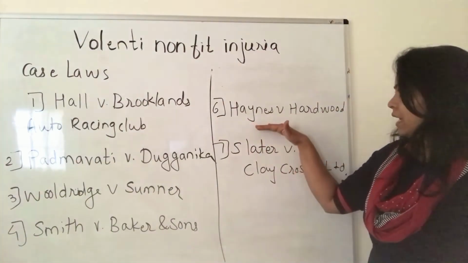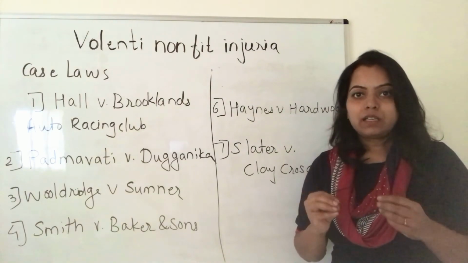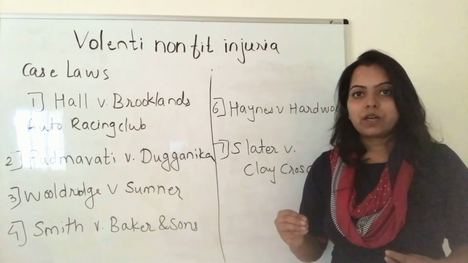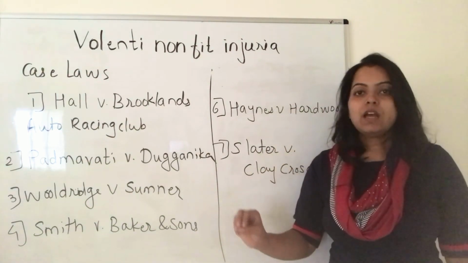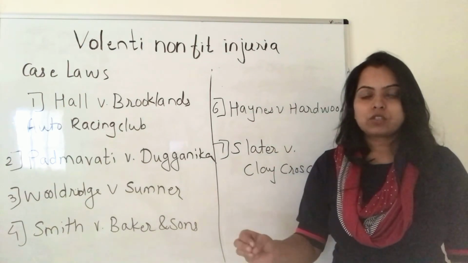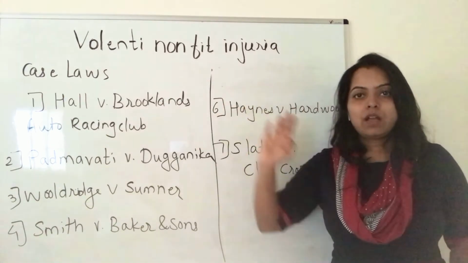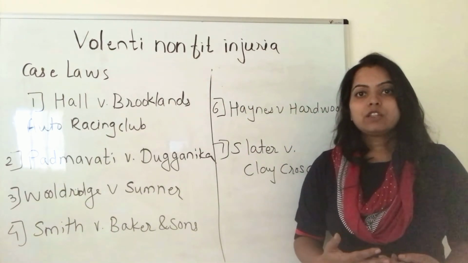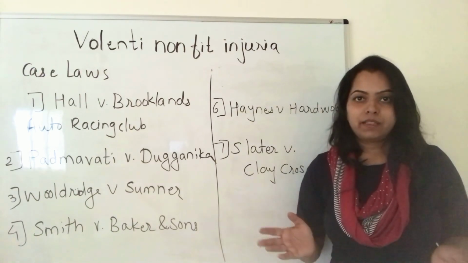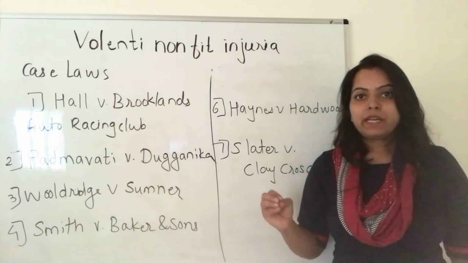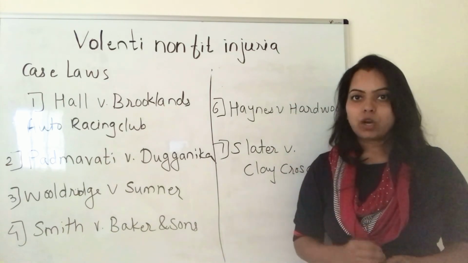Next case law is Haynes versus Harwood. In this case, the defendant had a horse company, and his servant was taking two horses to a city. While taking the horses to the city, there was a police station, and he tied those horses near the police station and went to have his lunch. Meanwhile, the horses got scared by the kids playing around and started running here and there. One police officer, who was the plaintiff, came out of the police station and tried to catch those horses, and while doing so he got injured.